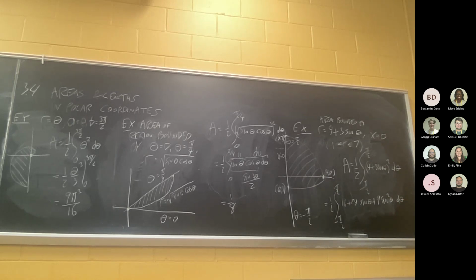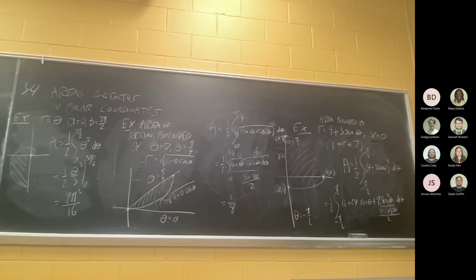Okay. Now, how do you handle that sine squared theta? Can't integrate that directly. Use the half angle formula: sine squared theta is 1 minus cosine 2 theta all over 2. So anytime you have a sine squared or cosine squared, you can do that. For cosine squared it'd be 1 plus.